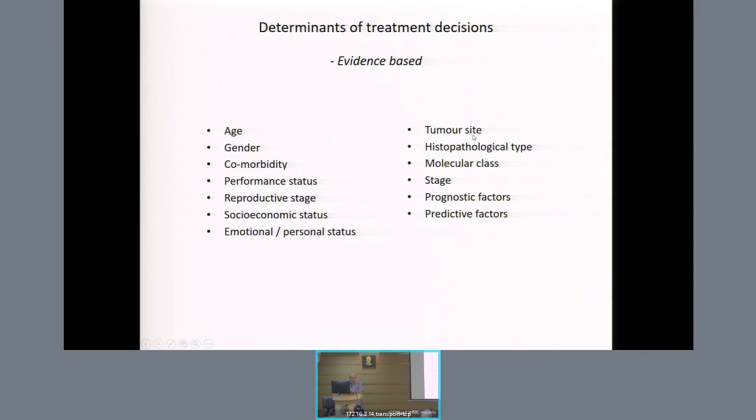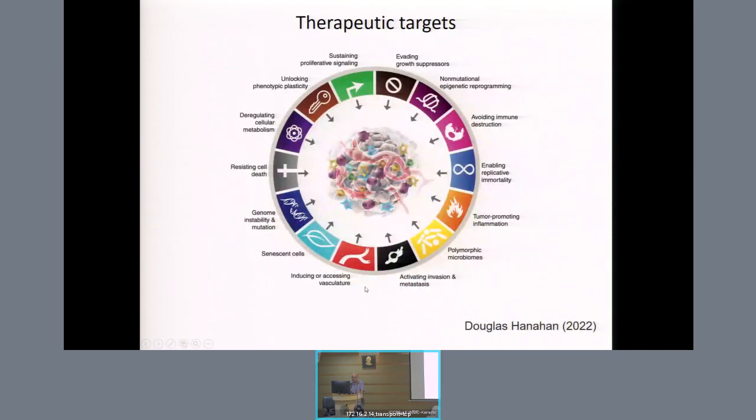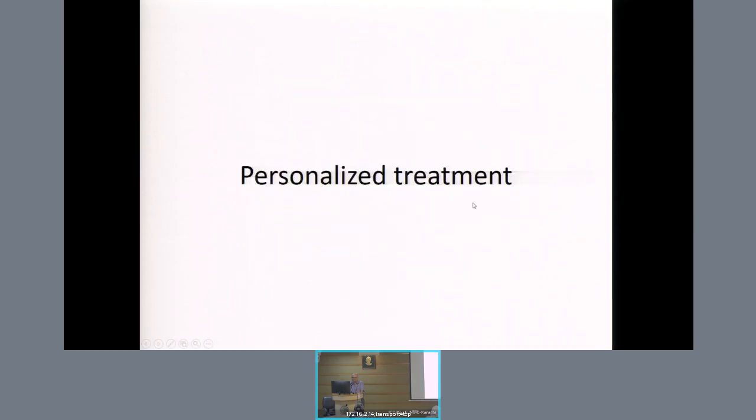On the tumor side: where it is located, what is the histological type, what is the molecular class, stage, prognostic and predictive factors. Up to now, things were generalized. But if we do gene profiling and we come across variants which are very unique, then we'll try to plan a specific treatment for them, and that is personalized treatment.